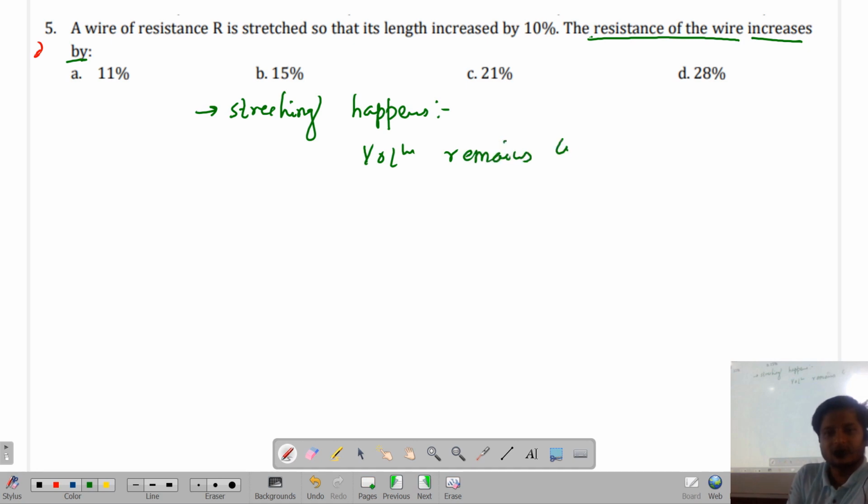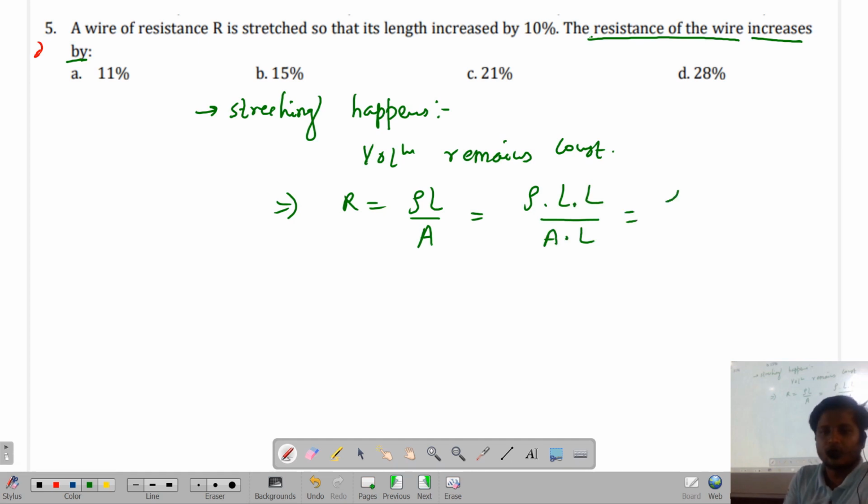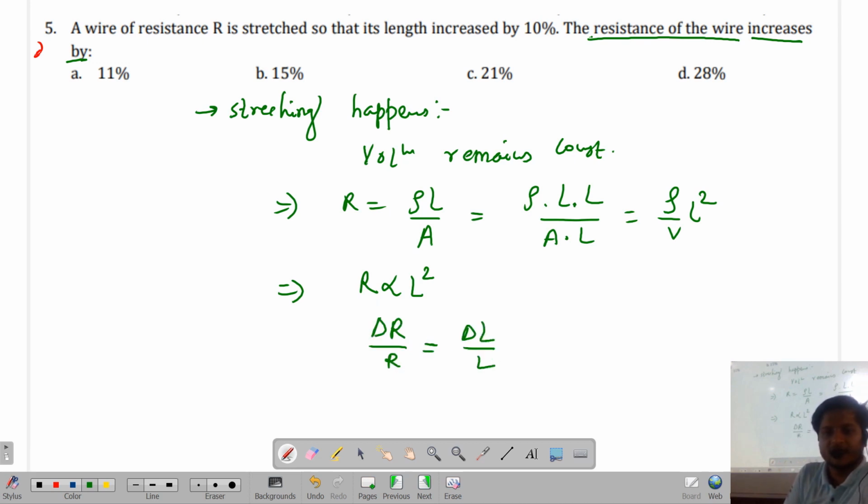Volume remains constant. Okay, so R is equal to rho L by A, correct? So rho times length L divided by area into length L. I can write like this or not? So rho by V into L square I got. Now rho by V remains constant. That means resistance is directly proportional to L square if you stretch the length. Yes or no? I can take the differentiation. Delta R by R can be written as twice of delta L by L. Now delta R by R percentage is equal to twice of delta L by L percent. Yes or no?